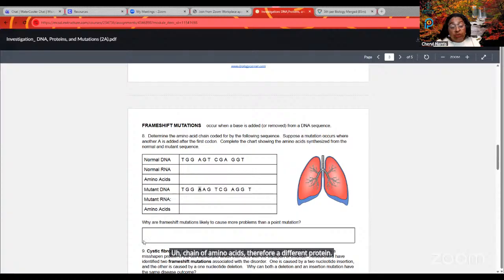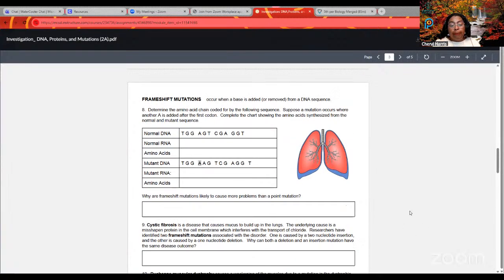All right, so that's what you should have written in that box. Everything after the change, after the insertion, and those are nucleotides. Everything after that nucleotide insertion will change all of the triplet codes after it.